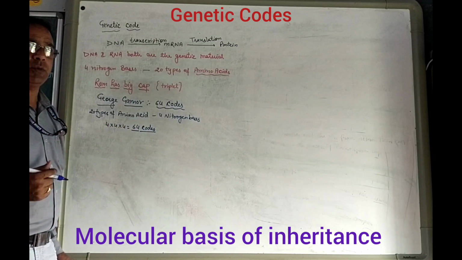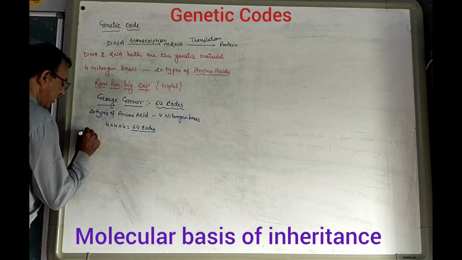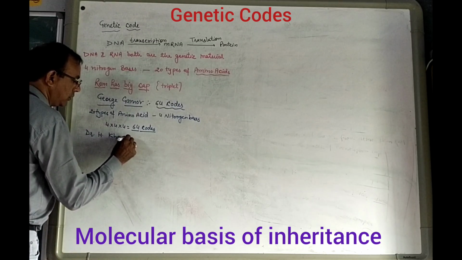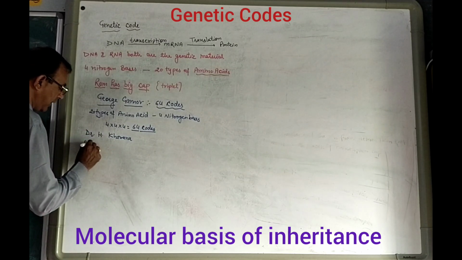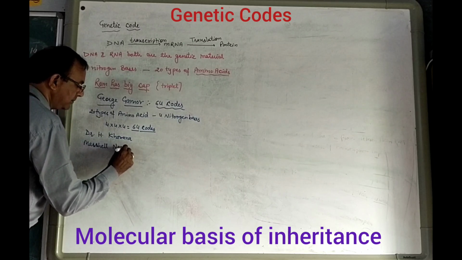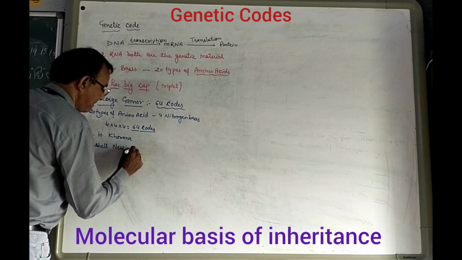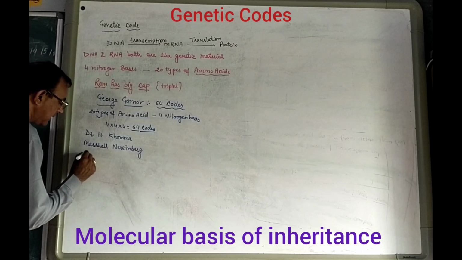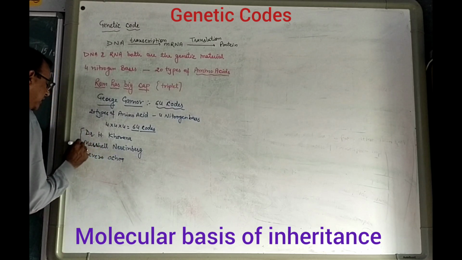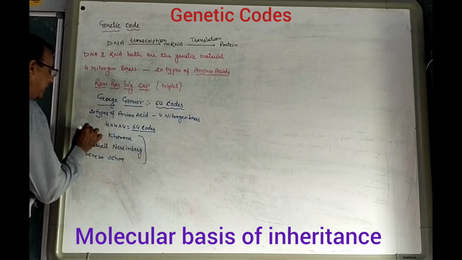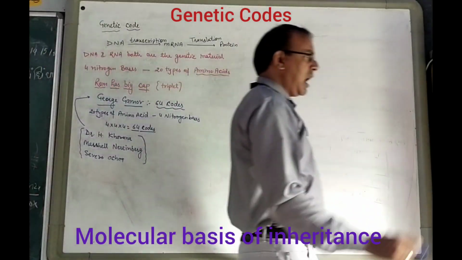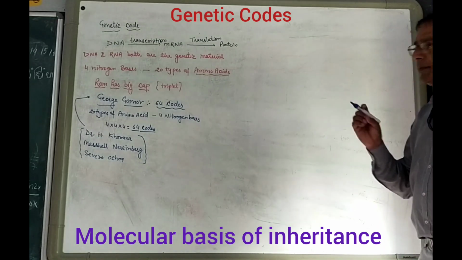Those are Dr. Hargobind Khurana, Marshall Nirenberg, and Severo Ochoa. These were the 3 scientists who supported the genetic code methods of George Gamow. How are these 64 codes represented?